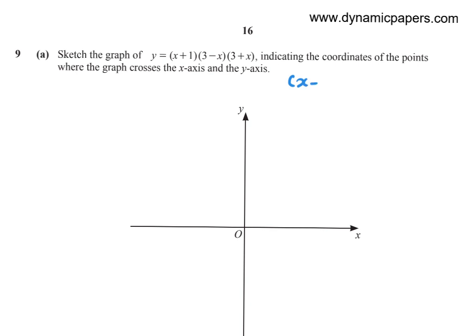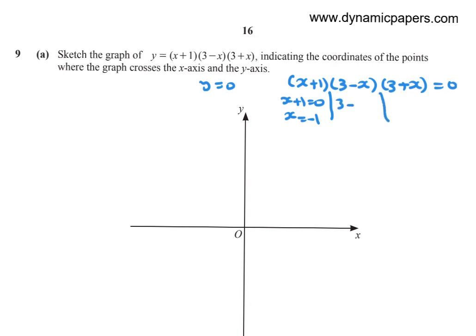So this means x plus 1 times 3 minus x times 3 plus x equals 0. So we have three brackets equals 0. Maybe the first bracket equals 0, or the second, or the third. So we have three cases. If the first bracket equals 0, so x plus 1 equals 0, this means x equals negative 1. If the second bracket equals 0, so 3 minus x equals 0, this means x equals 3. The third one, if 3 plus x equals 0, so x equals negative 3.